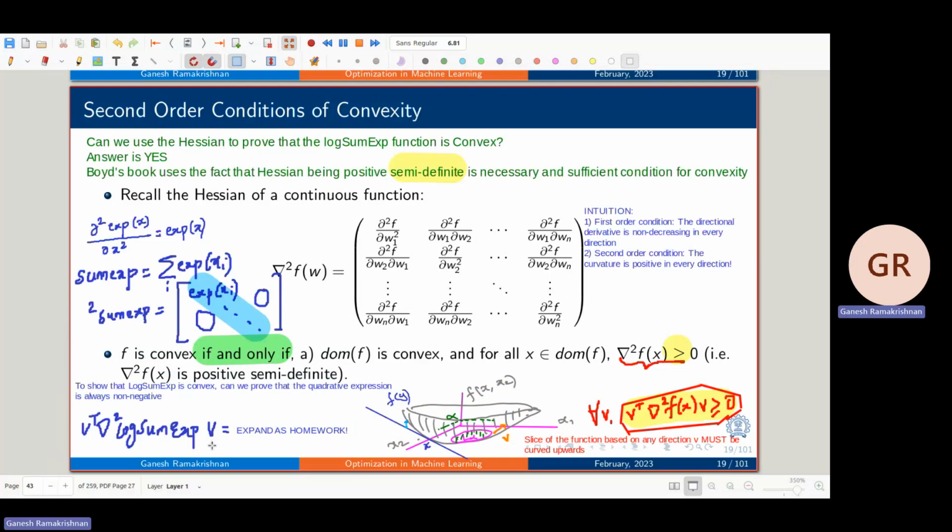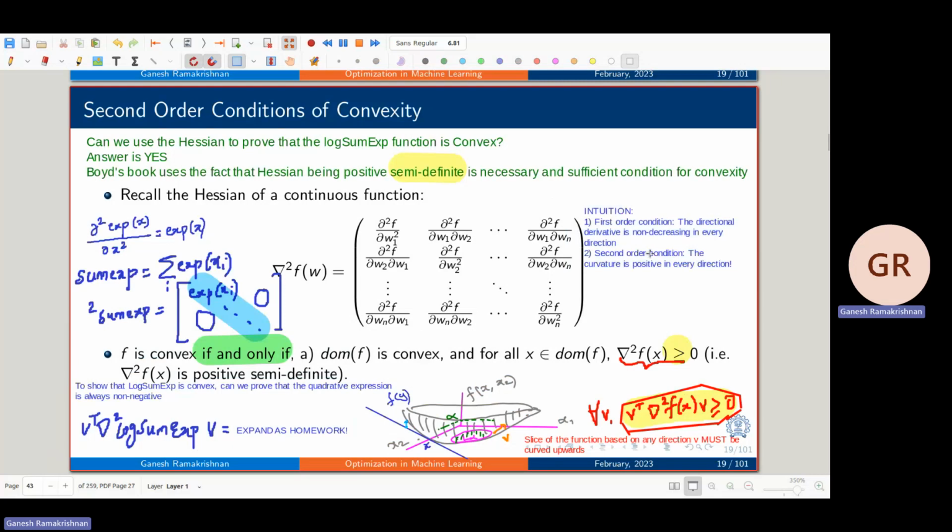V transpose Hessian V is greater than or equal to 0. So that's what Boyd does to show that log sum exp is convex. Takes any V into the Hessian of log sum exp, V transpose Hessian of log sum exp into V, and shows that it's always greater than or equal to 0. It's not that difficult. But what I showed is also fine. The midpoint convexity and the composition, all that is also fine.